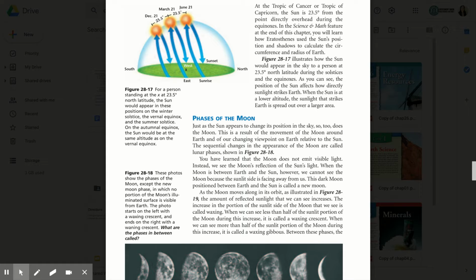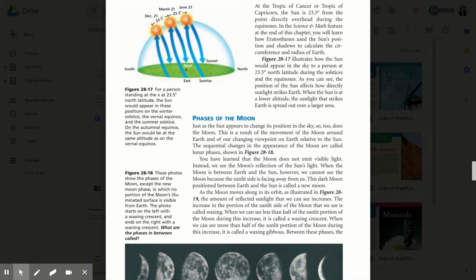At the Tropic of Cancer or Tropic of Capricorn, the sun is 23.5 degrees from the point directly overhead during the equinoxes. In the science and math feature at the end of this chapter, you will learn how Eratosthenes used the sun's position, via shadows, to calculate the circumference and the radius of Earth. Figure 28.17 illustrates how the sun would appear in the sky to a person at 23.5 degrees north latitude during the solstices and the equinoxes.